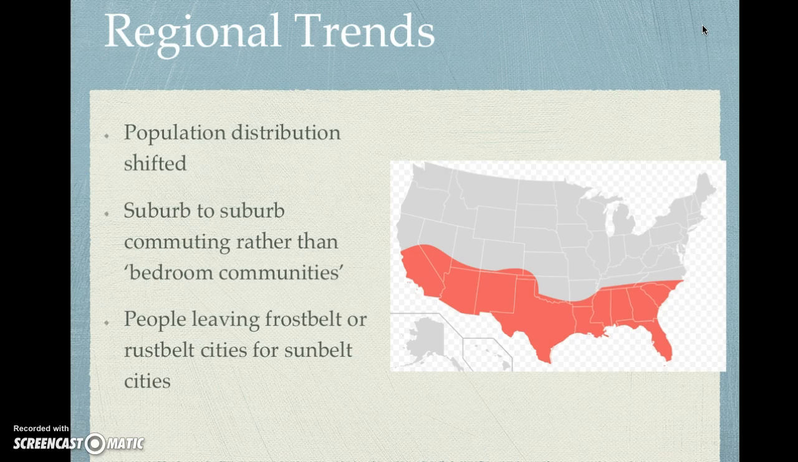But then we see another trend. I don't know if you guys have thought about this. We have another population distribution shift. One is people are leaving the Frost Belt cities. I think of them as Rust Belt cities. For Sun Belt cities, and this map here shows you kind of a line, like the ones in red. These are your Sun Belt cities.